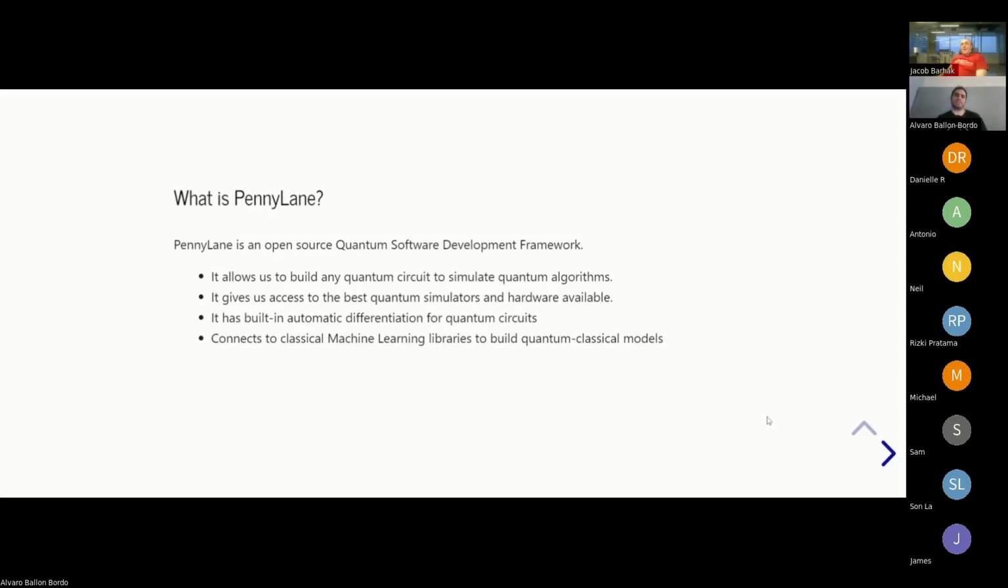And it also is built for a particular application of quantum computing that is called quantum machine learning. I don't know if we'll get to that here, but it is in the presentation and you can look at it later.